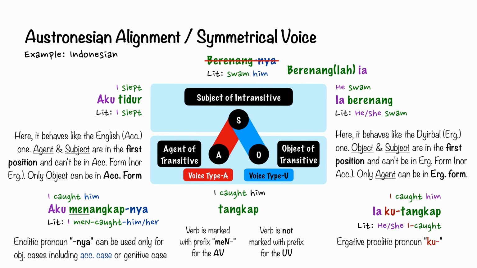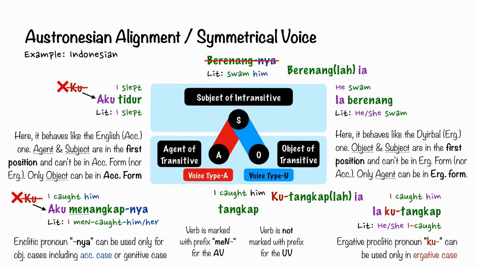For the agent in the undergoer voice, the ergative proclitic pronoun ku can appear directly before the verb. In typical usage, ku generally only appears before undergoer verbs and cannot be used for agentive verbs or intransitive verbs. For instance, ku tidur or ku menangkapnya would be considered non-standard or incorrect unless used in a poetic or artistic context. In these cases, the subject aku should be used instead, showing that the subject behaves differently from the agent in undergoer voice constructions. In contrast, kutangkap ia is correct, as it also means I caught him, but with a different word order than ia kutangkap.